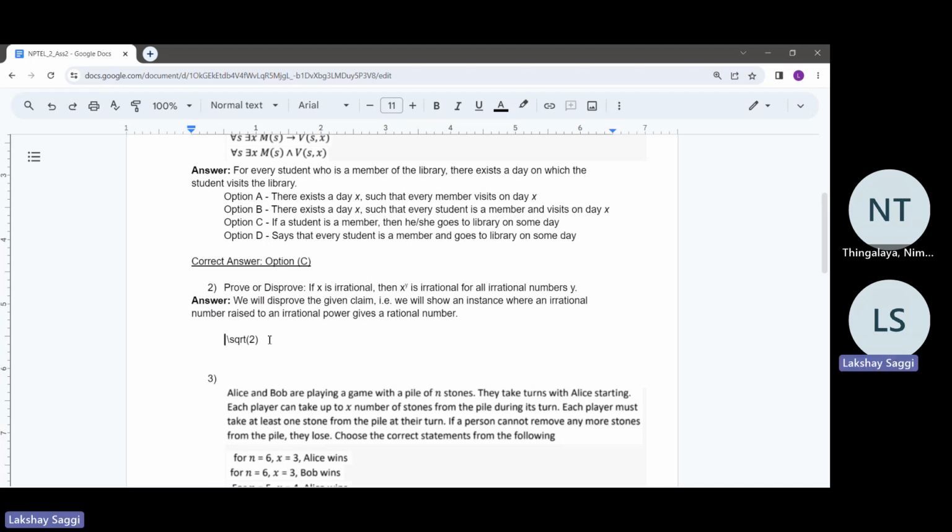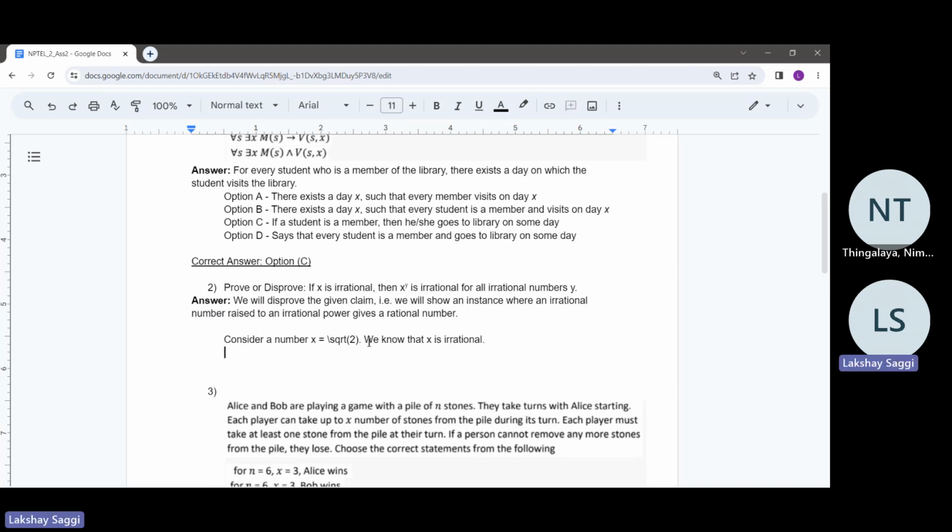What do we know is that, let's consider a number x equal to root 2. We know that this is irrational, right? We know that root 2 is irrational. So x is irrational.